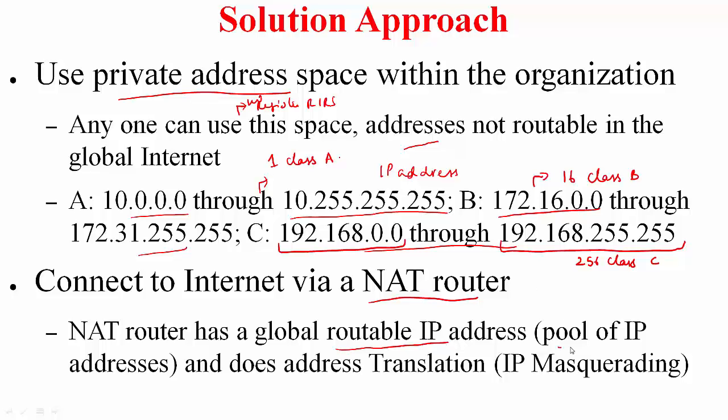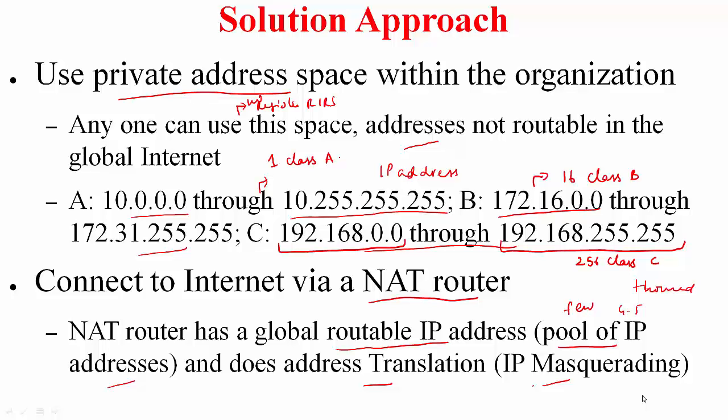I was mentioning earlier whether you can manage with a single IP address. Sure, you can. But if you have a few more, by the way, when I say few, I'm really not talking about thousands of addresses, just a few more, 4 or 5. It can do even better. Now what this NAT router does, it has a global routable IP address and does what is called address translation. This also goes by the name IP masquerading. So what is this address translation?